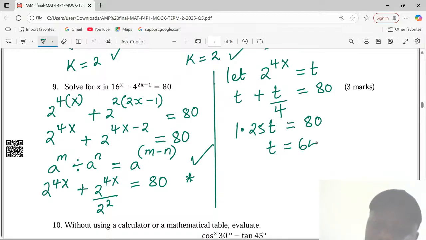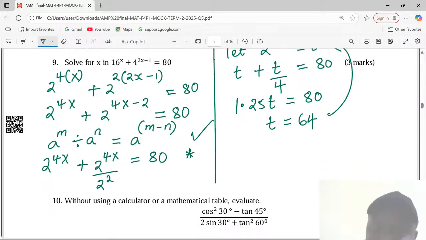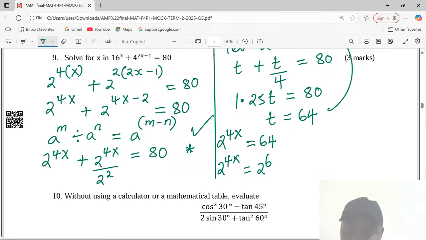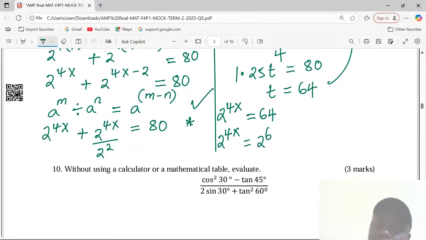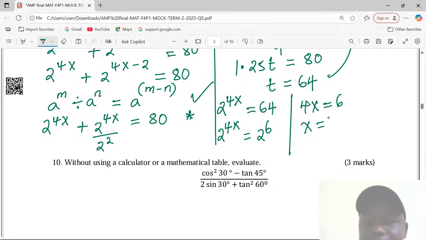When I get 64, I ask, what were we trying to solve as our t? It is 2 power 4x. Therefore, 2 power 4x equals 64. And you see now, 2 power 4x equals 2 power 6, because 64 can be put under base 2. With the base already the same, we can say 4x equals 6. And therefore, the value of x equals 6 over 4, which is 3 over 2.